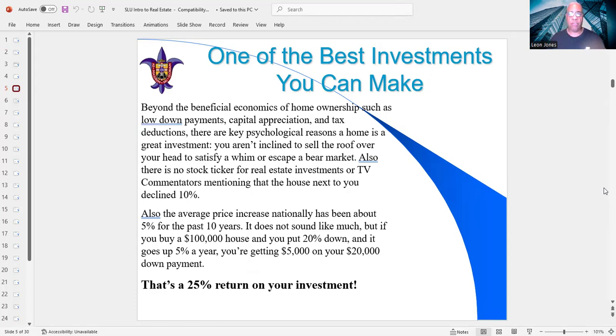Also, the average price increased nationally by about 5% for the past 10 years. Now, it doesn't sound like much, but if you buy a $100,000 house and you put 20% down and it goes up 5% per year, you're getting $5,000 on your $20,000 down payment. That is a 25% return on investment.